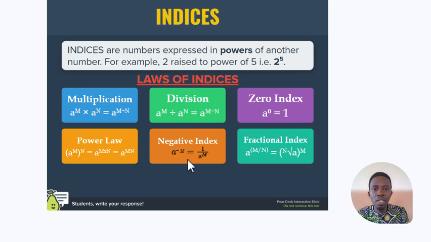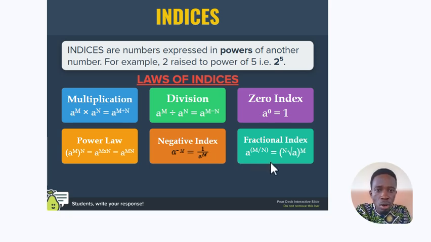We have the negative index, negative power. When you have a negative power, what I have is a raised to power minus m. A raised to power minus m, negative index, will be equal to 1 over a raised to power m. It will be the reciprocal of what we have when we have a negative power. So a raised to power minus m is 1 over a raised to power m. You will understand it better when we start solving examples on that.